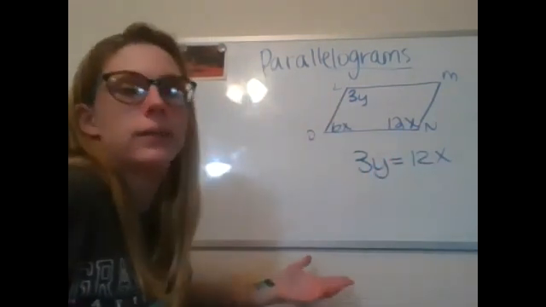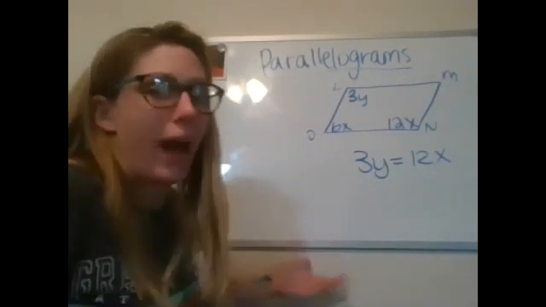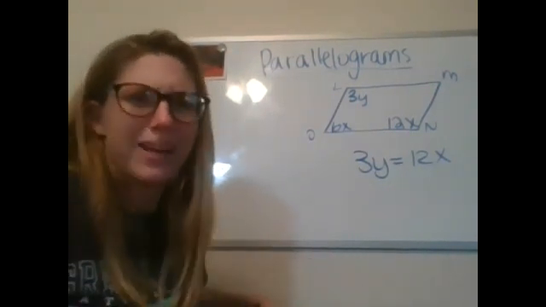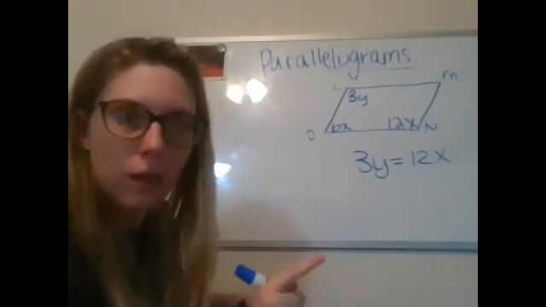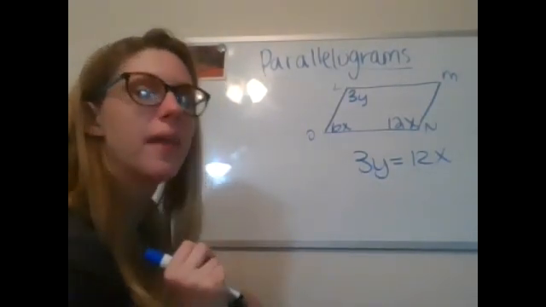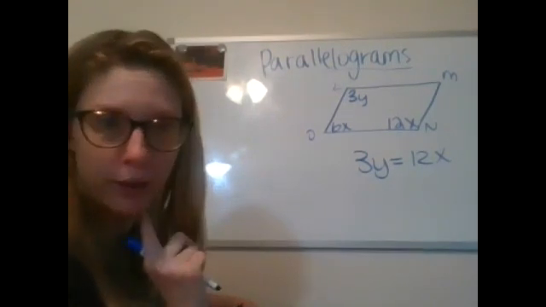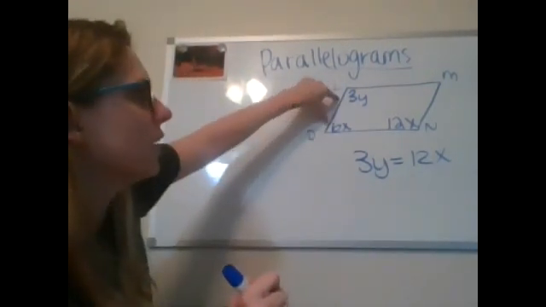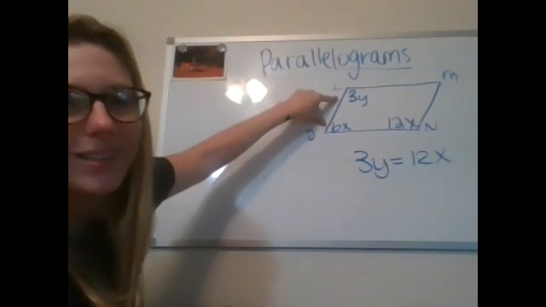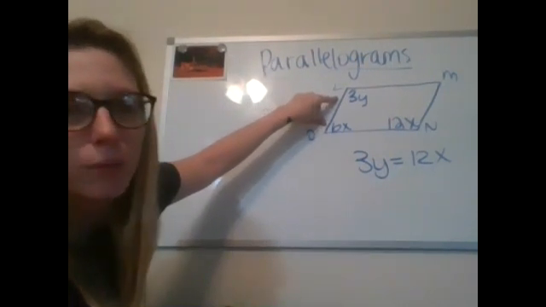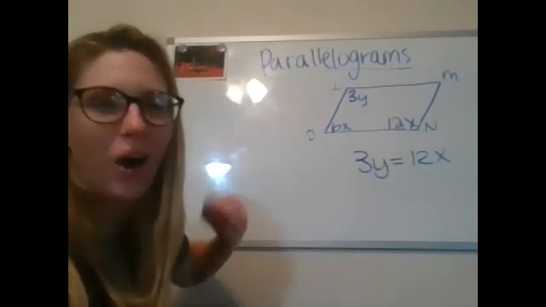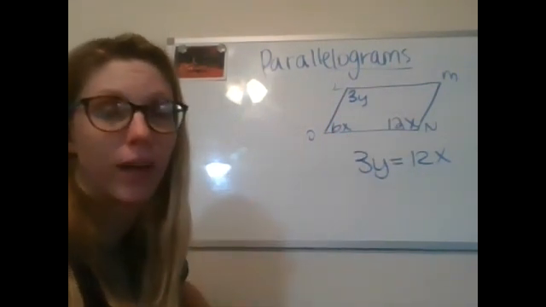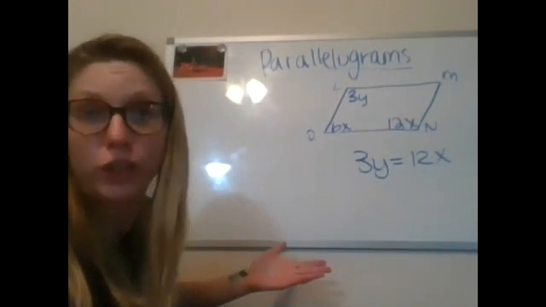So now you might look at this for a minute and you're like, what? Just take a deep breath. Look at your properties. Property number 3 said that consecutive angles are supplementary. We can't use the consecutive angles 3y and 6x, since we'd be in the same predicament. However, 6x and 12x are supplementary. Supplementary angles add up to equal 180.